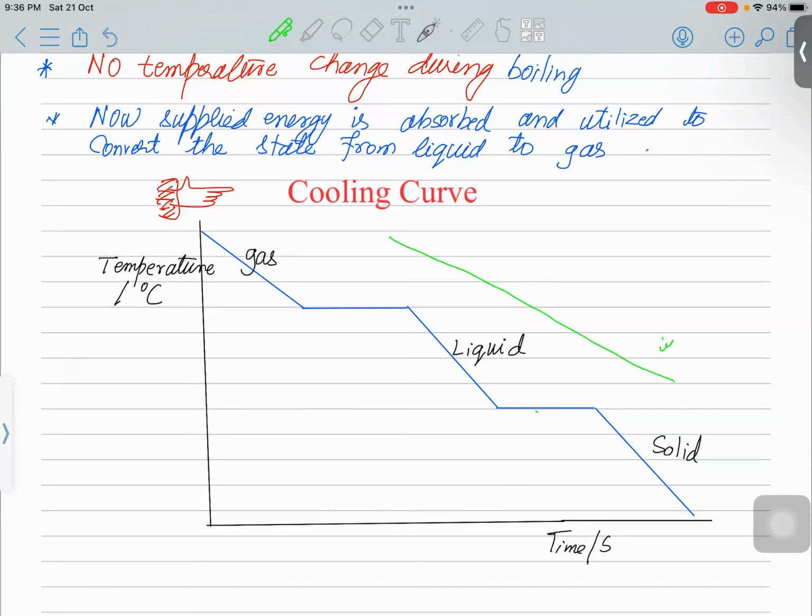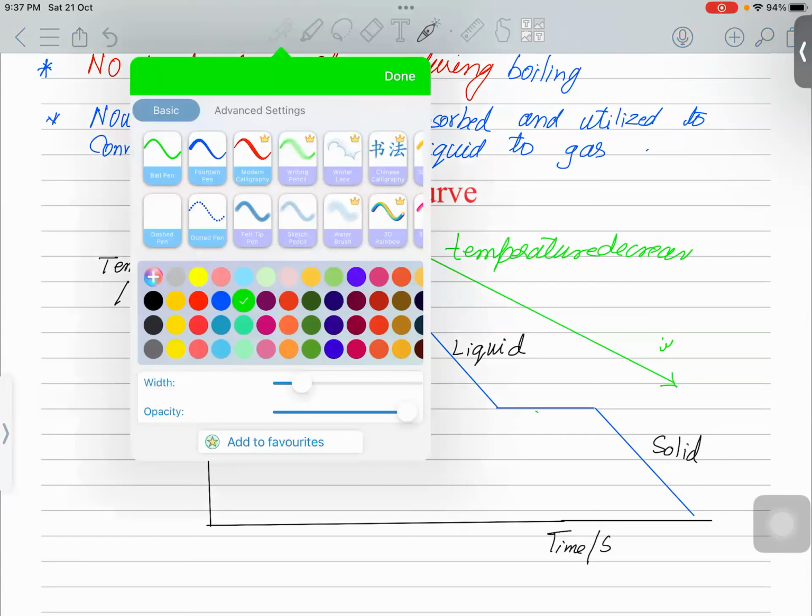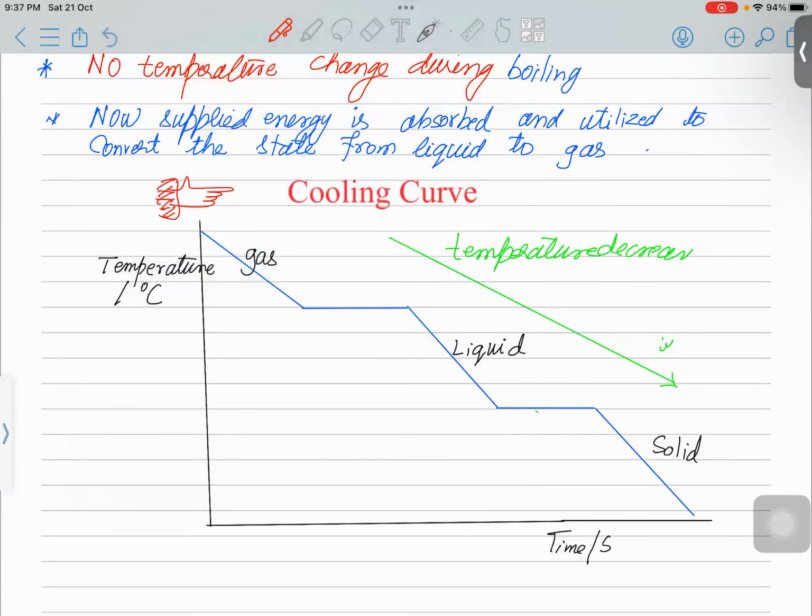Cooling means temperature decreases. On this side we have liquid plus gas. Here we have solid plus liquid.